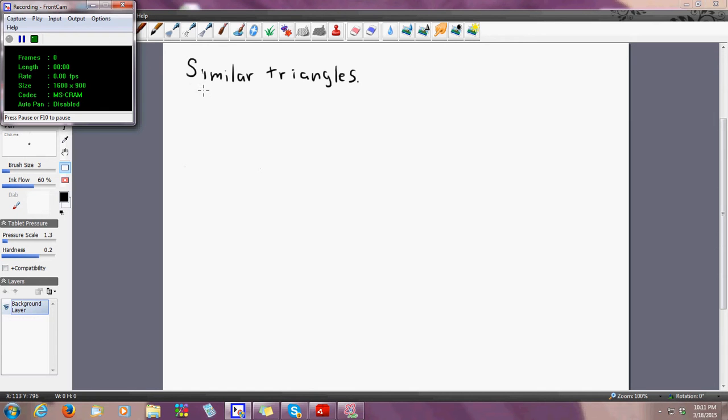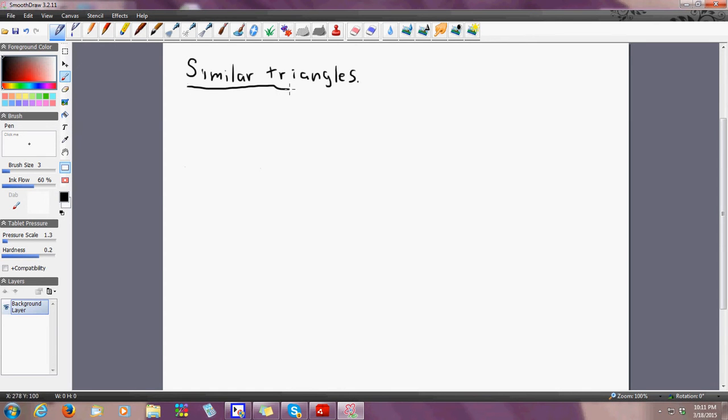Alright, I'm going to do a quick lesson on similar triangles, and there's a few things that you should know. The first is that similar triangles work off this idea that if you have a triangle, let's say I have an isosceles triangle, and this is triangle ABC, and I have a perpendicular bisector.